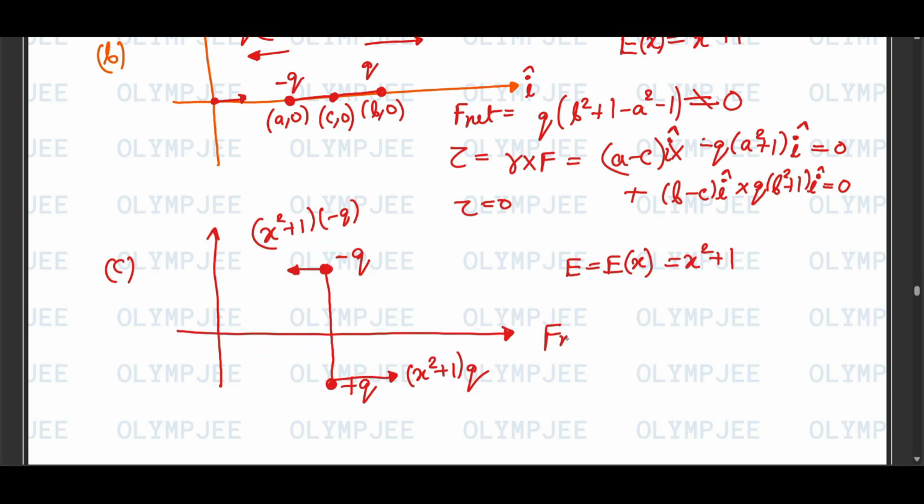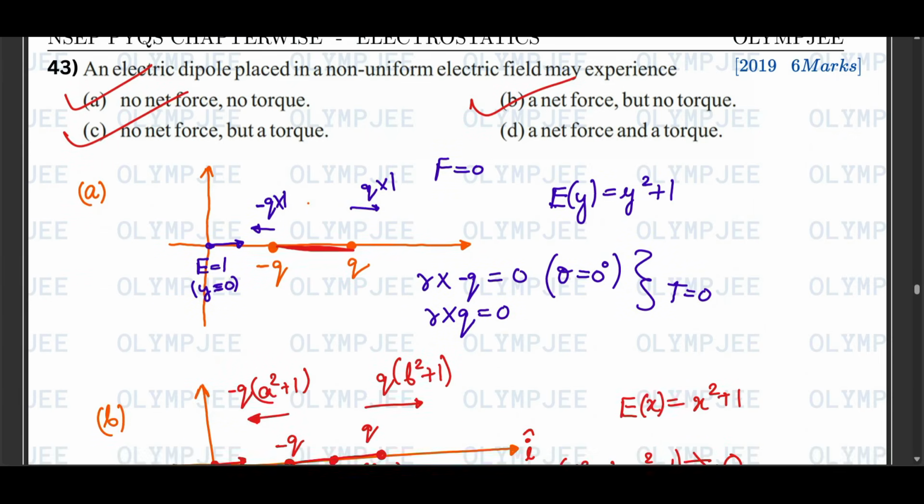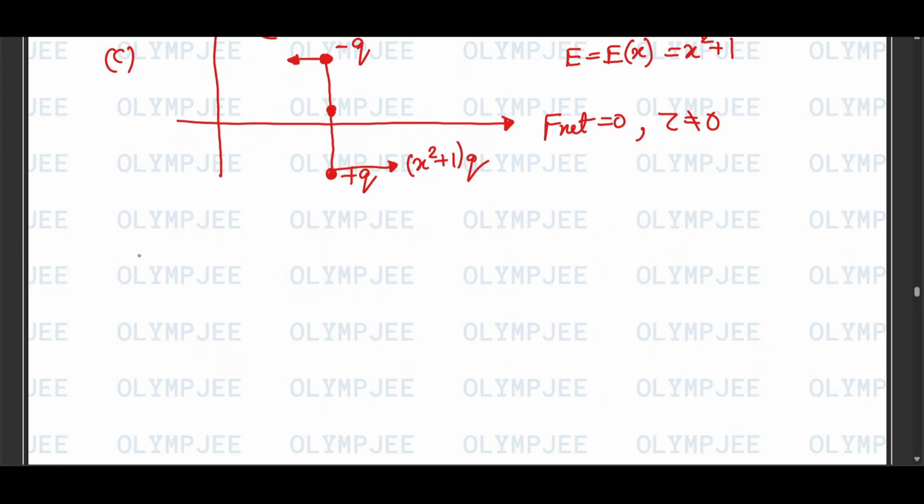So net force is 0, but torque won't be equal to 0 because if you take about the center point, then there will be torque because both of them are in same direction. So torque will get added up. So C is also correct. Let us check D, a net force and a torque. So this is the most obvious case.